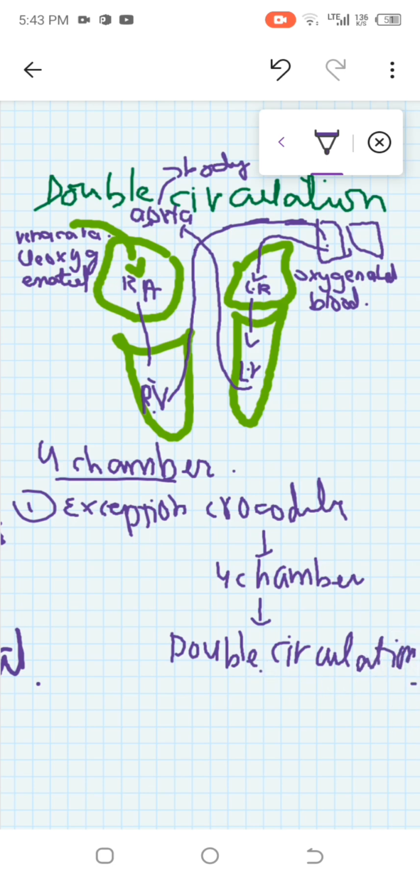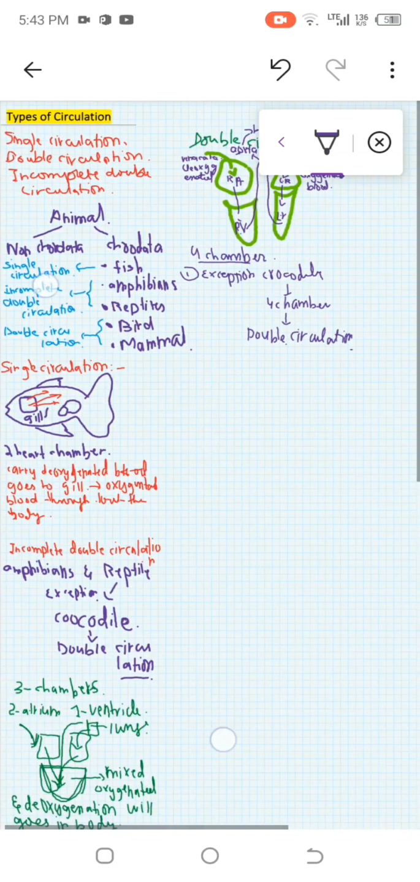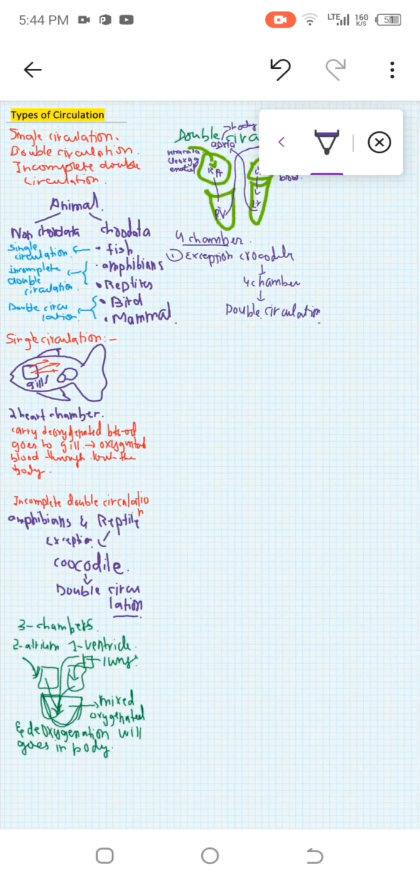I hope these three types of circulation are clear to you. In the next video we're going to discuss the human heart, the anatomy of the human heart.